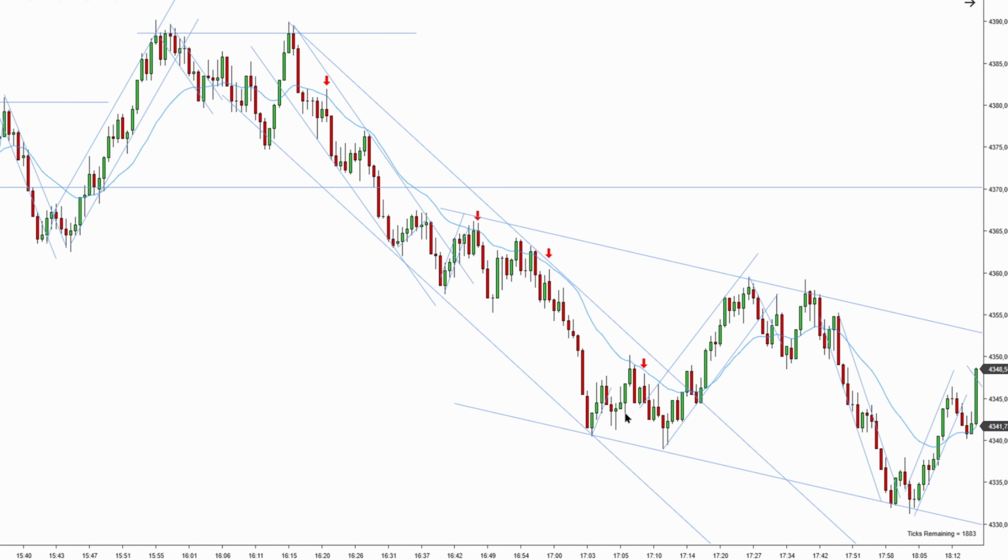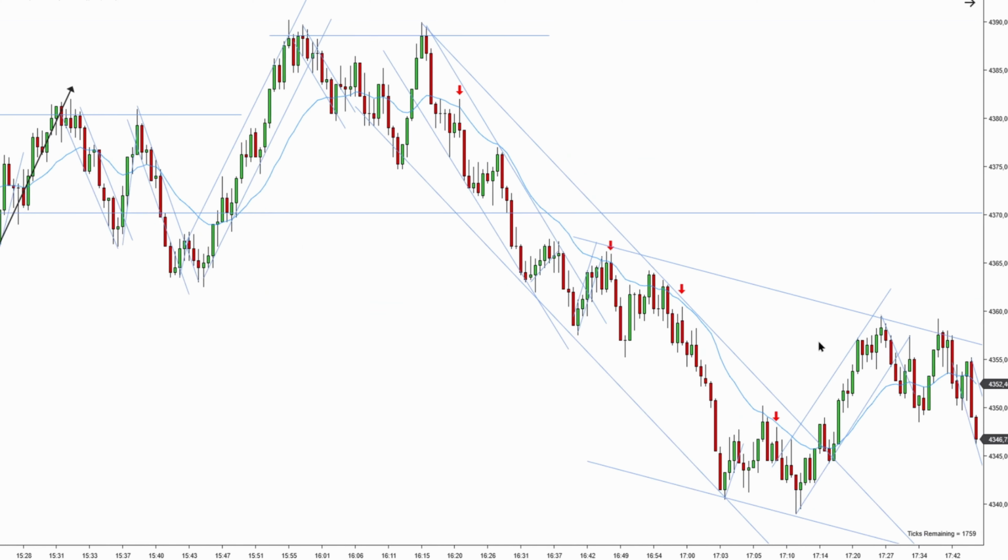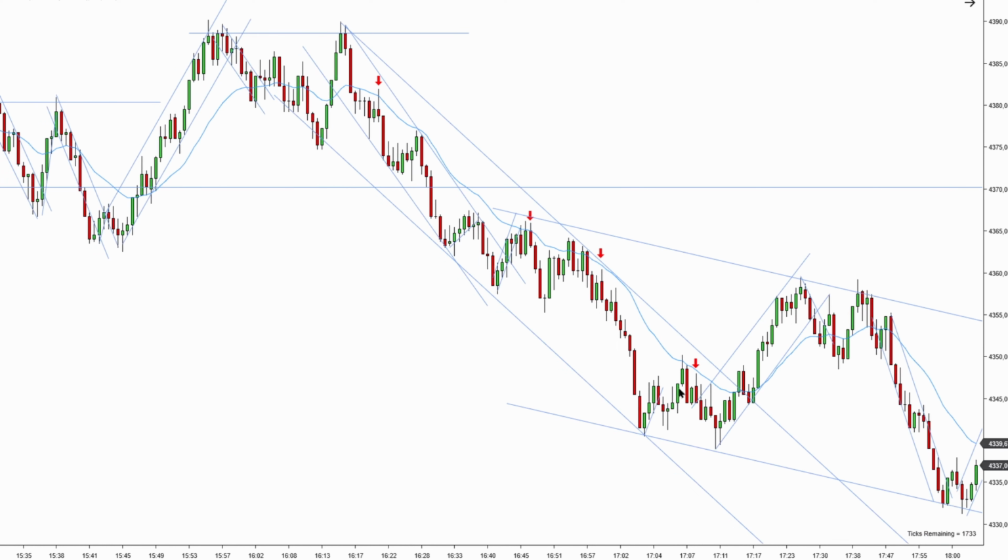So there's a second entry short. It failed because it's far from EMA. Same thing right here. There's a second entry long in uptrend, but it's far from EMA. It failed. All right, it's important. You have to have the context on your side.